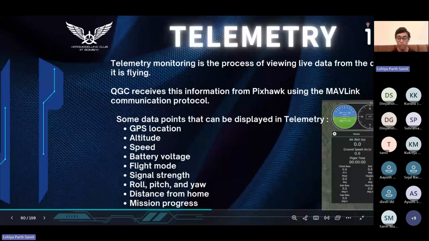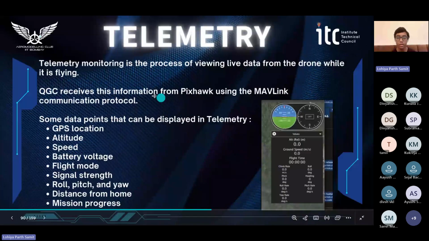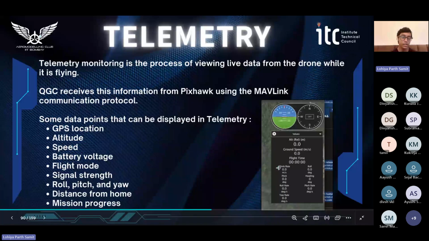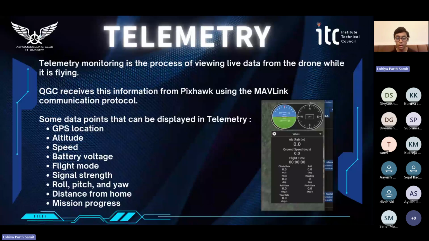Moving on to telemetry data. Telemetry monitoring is the basic process of viewing the live data from our drone while it is flying. And QGC receives this information from Pixhawk using the Mavlink communication protocol. Some important parameters that we can use are its position, its height, its speed, the battery voltage, which is very important, the flight mode, also very important, the signal strength, pitch, roll, yaw, and distance from home and mission progress.